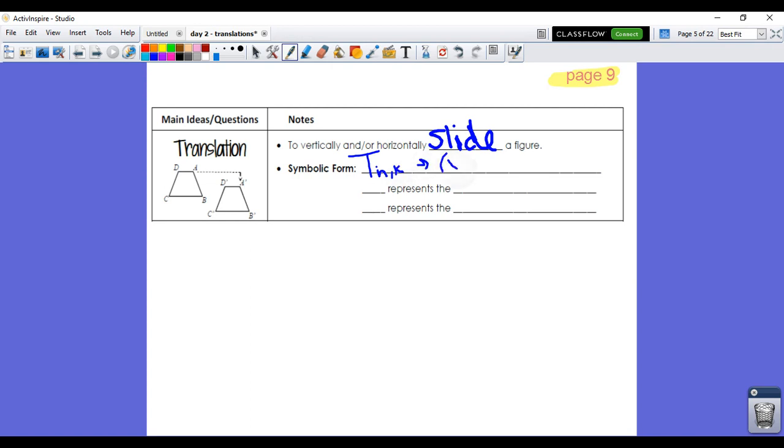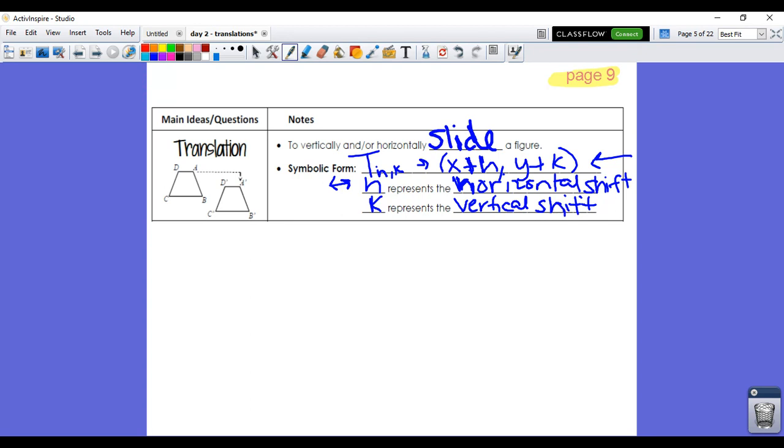And what that does is we have an x plus h, and we have y plus k. So this is what our notation looks like. The h represents the horizontal shift, which is moving left or right. The k represents the vertical shift, which is moving up and down.